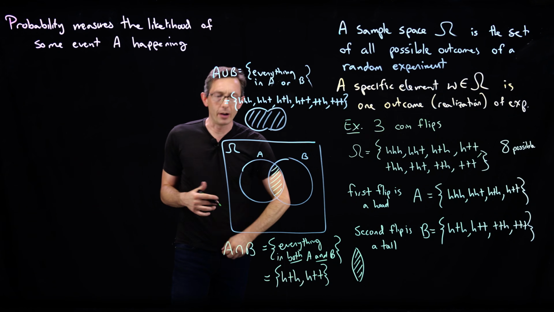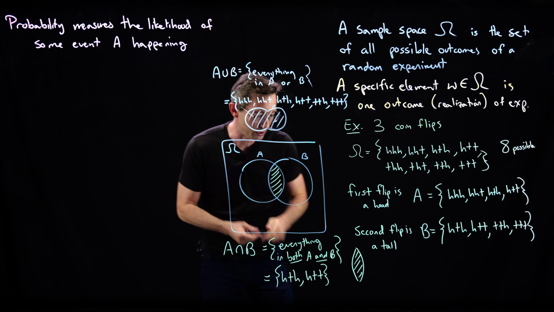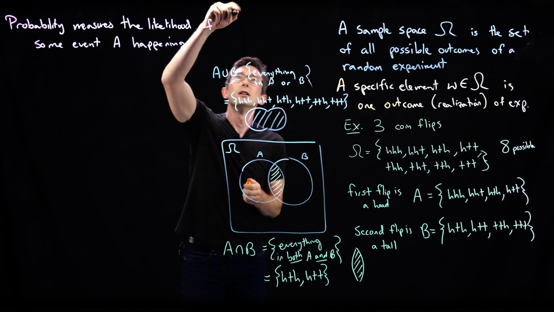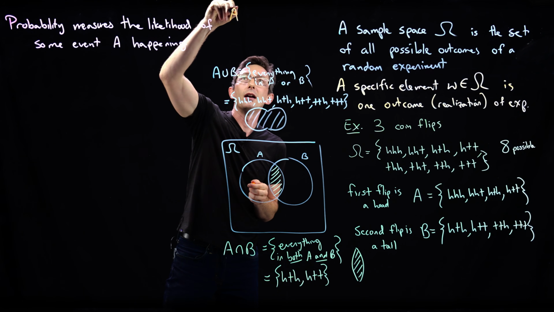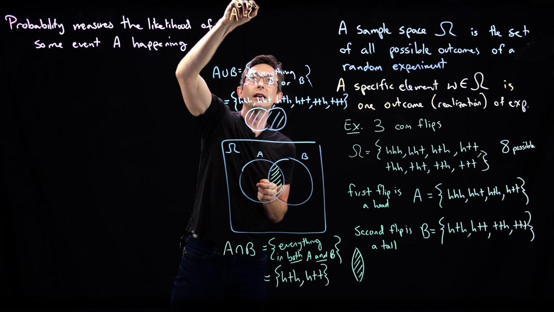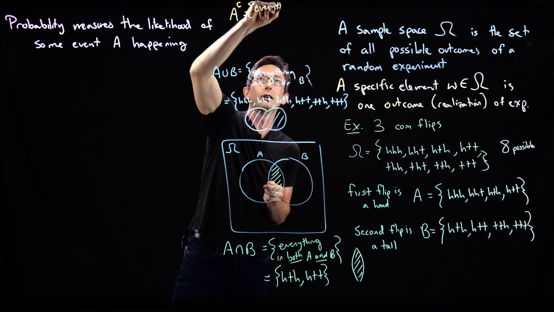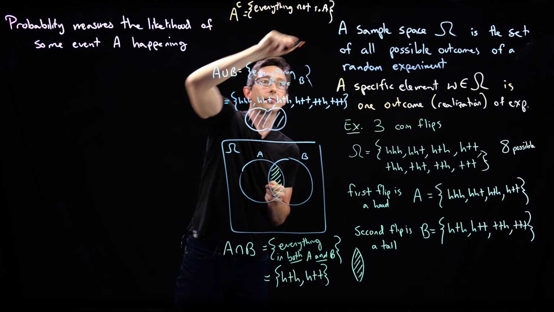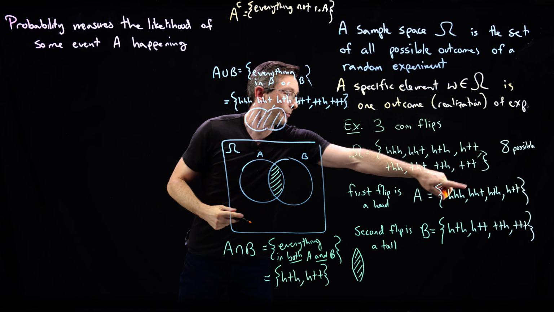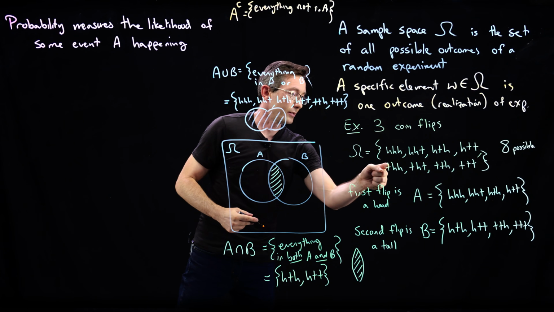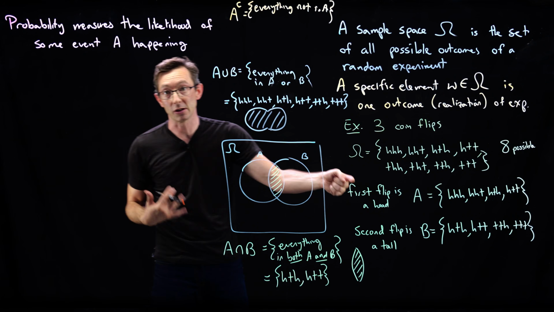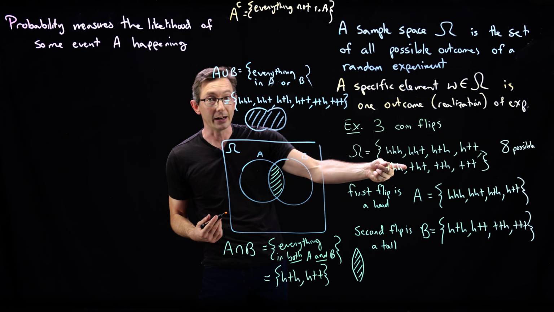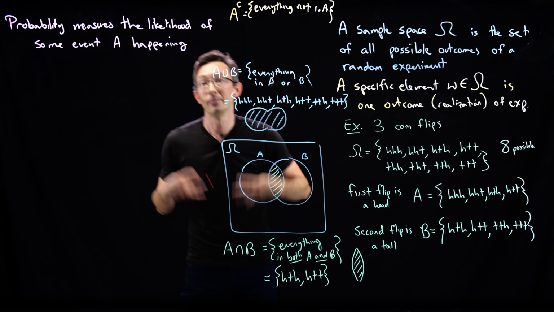And then there's another one, which is the complement. That's kind of useful too. Maybe I'll just pick orange. So A complement is everything not in A. And I don't want to enumerate it, but it's all of the things not in A. So since A is the first flip is a head, then everything not in A is everything where the first flip is a tail.